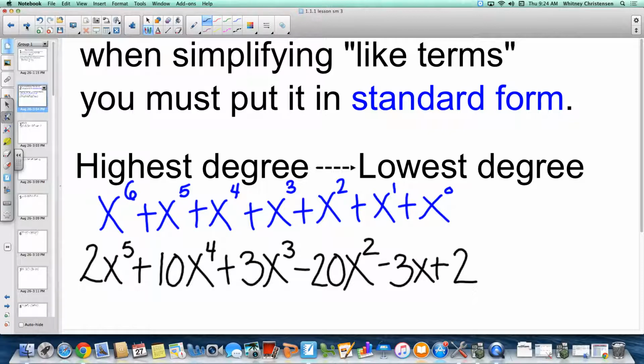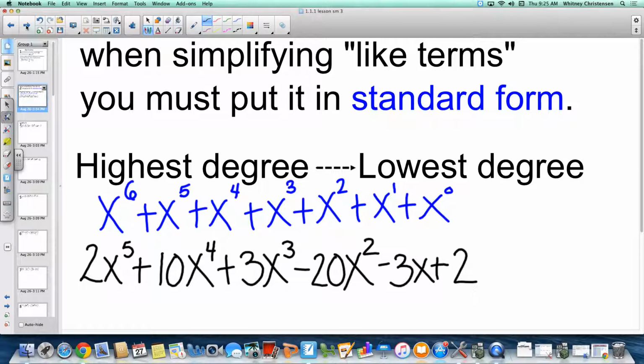So just look with your eyes at these two things. This blue thing here, I have x to the 6th plus x to the 5th plus x to the 4th plus x to the 3rd plus x to the 2nd plus x to the 1st plus x to the 0. Does everybody see how this would be considered standard form? It starts with the highest degree and it works its way down. Now it's not always going to necessarily have every degree in there. It might skip some of them. That's okay. Standard form just means from highest to lowest.